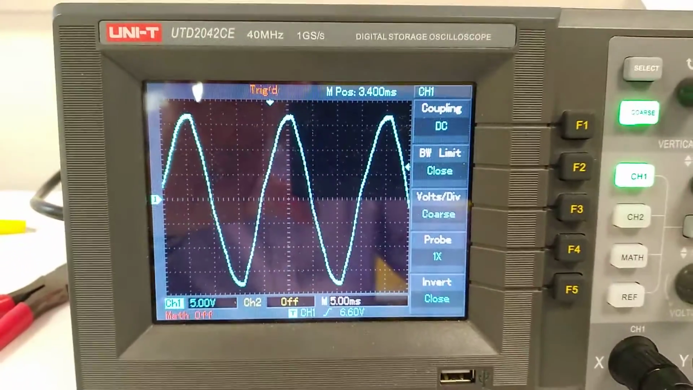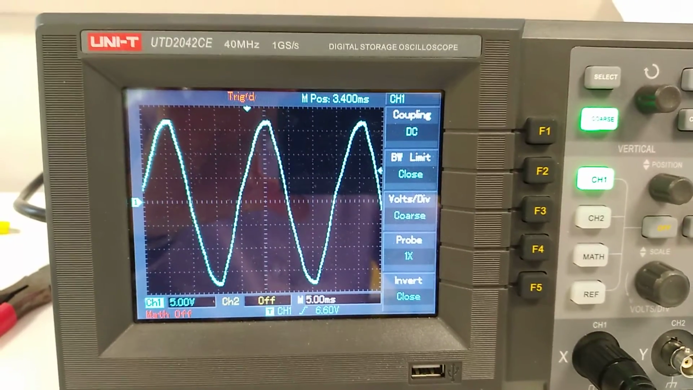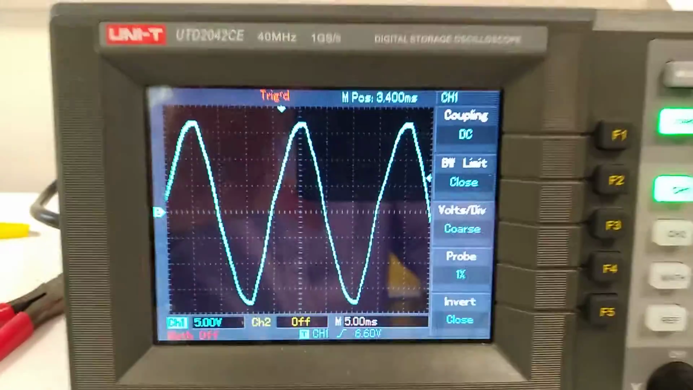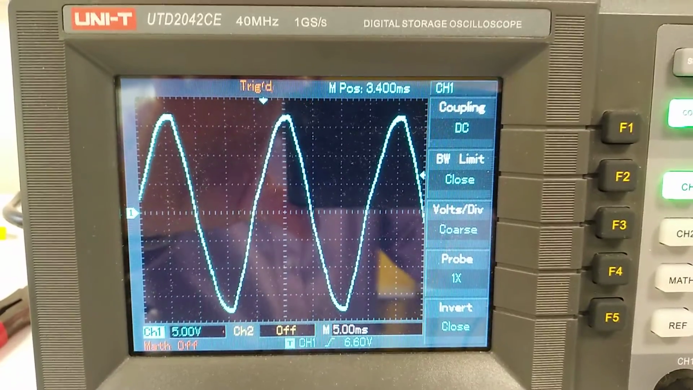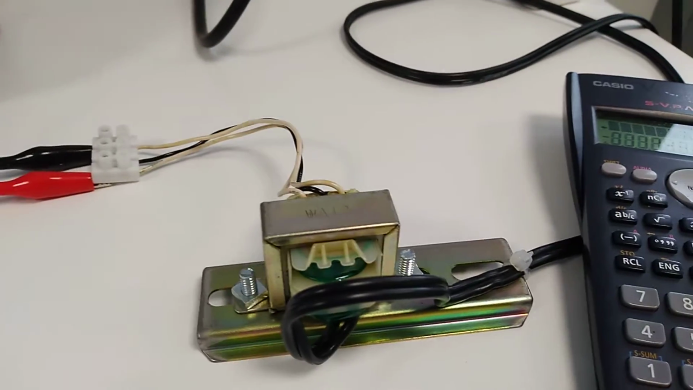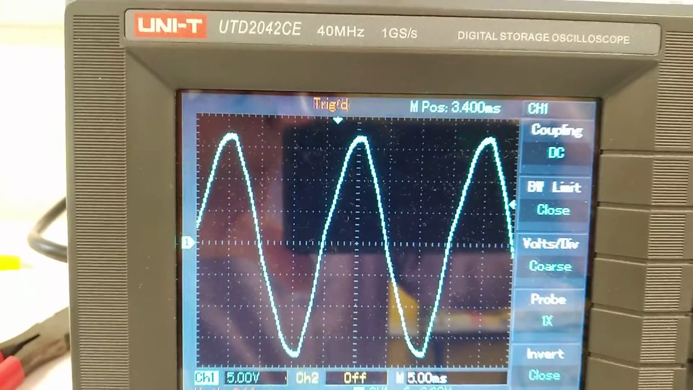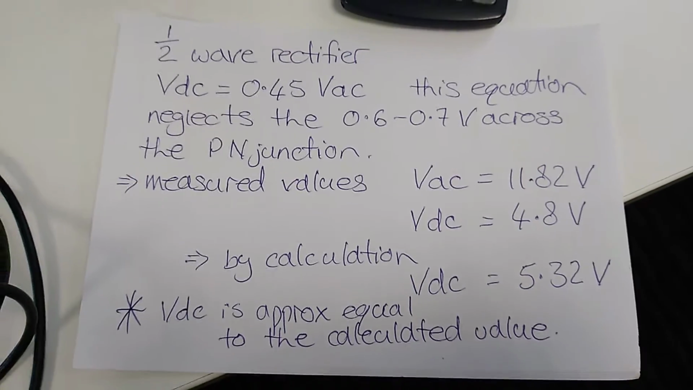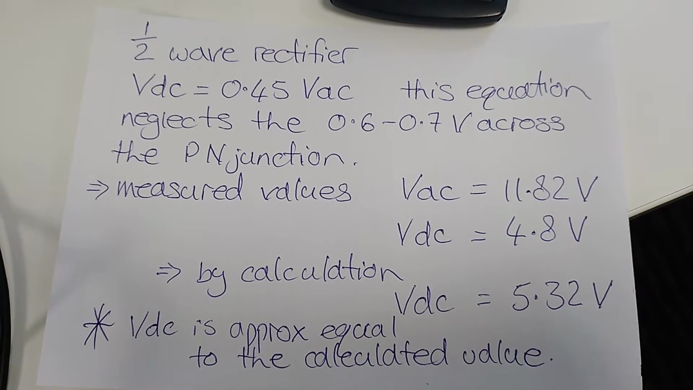In this video we're going to look at the calculated and measured values of a typical half-wave rectifier. So here at the moment on the oscilloscope I'm displaying my 12 volt RMS output from my 230 volt to 12 volt step down transformer, and I'm measuring a peak value of approximately 15 volts peak. Now, by calculation, a half-wave rectifier voltage DC is equal to 0.45 times the voltage AC.